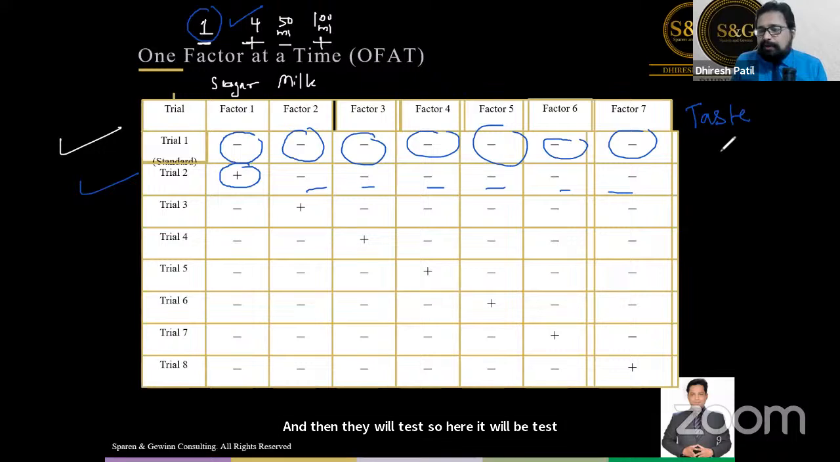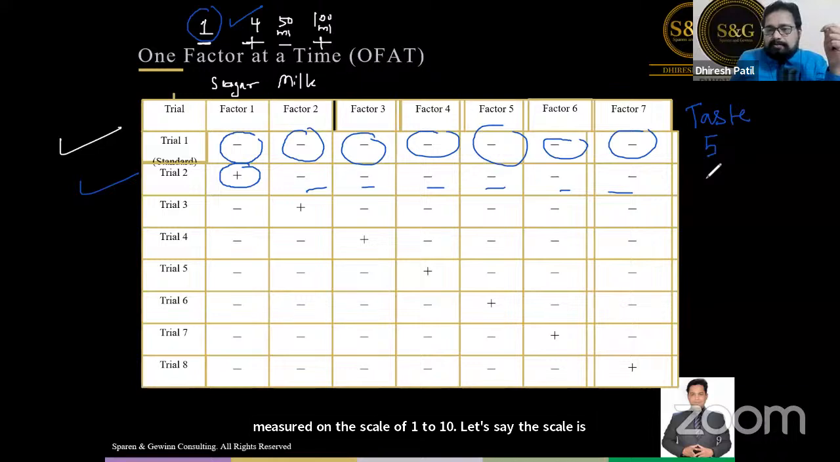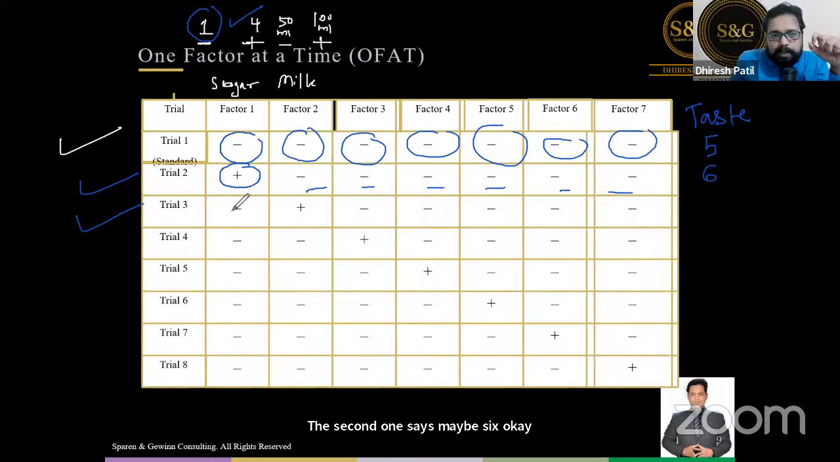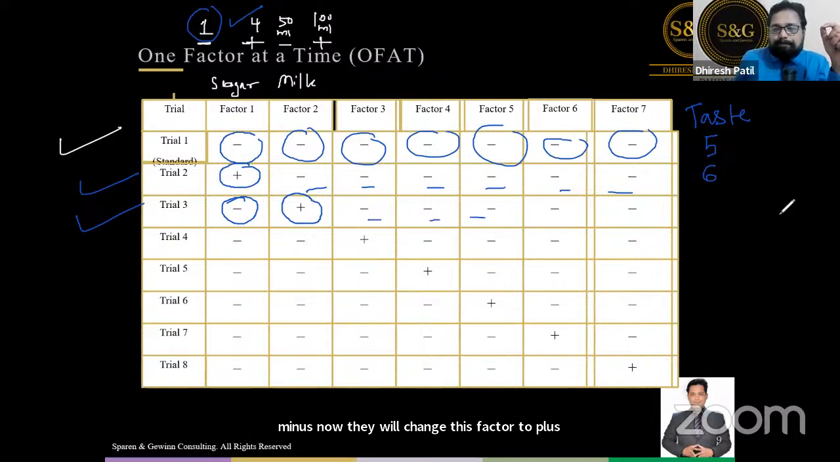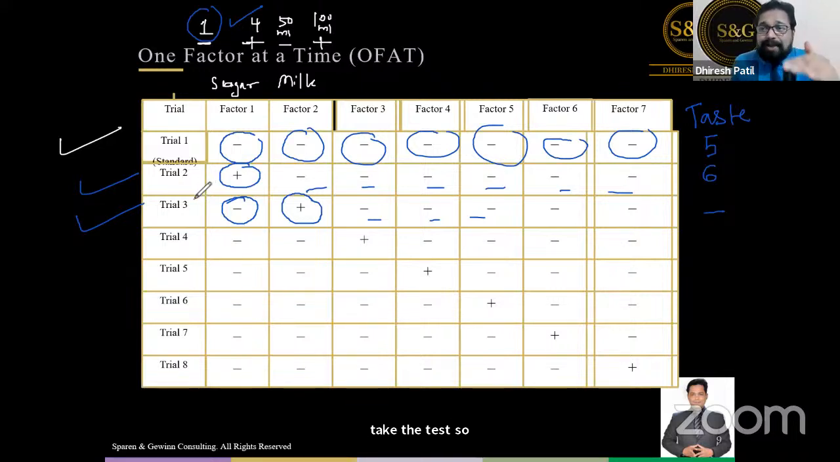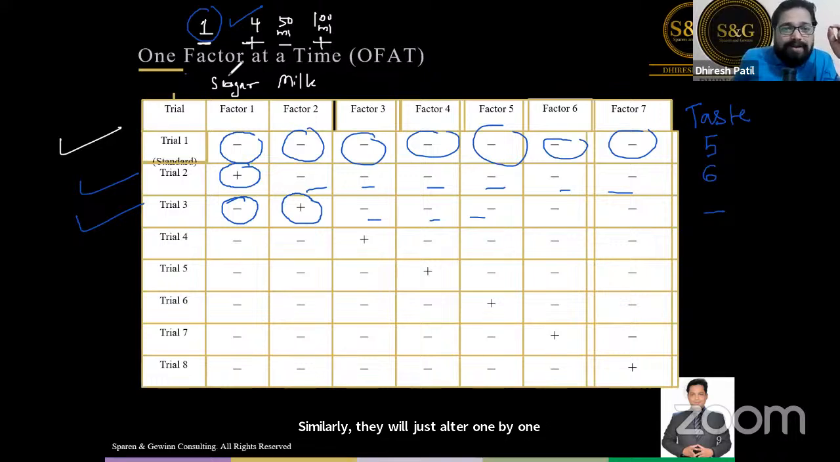So in the first run, whatever was the taste, it can be measured on a scale of 1 to 10. Let's say the first one says 5. The second one says maybe 6. Then in the third trial, they will change the first factor back to the original setting of minus, and now they will change the next factor to plus. Rest everything will be the same, and then they will check the taste. Similarly, they will just alter 1 factor at a time. That is why it is called one factor at a time.